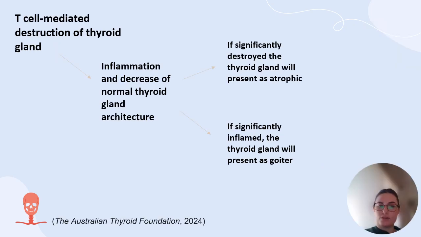Now let's take a closer look at what happens when the T cell-mediated destruction of the thyroid gland begins. Once this happens, inflammation and the decrease of normal thyroid gland architecture begins. So the normal architecture starts to decrease and the inflammation begins to get greater. If significantly destroyed, the thyroid gland will present as atrophic, which is smaller and more firm. Whereas if it's significantly inflamed, the thyroid gland will present as a goitre.